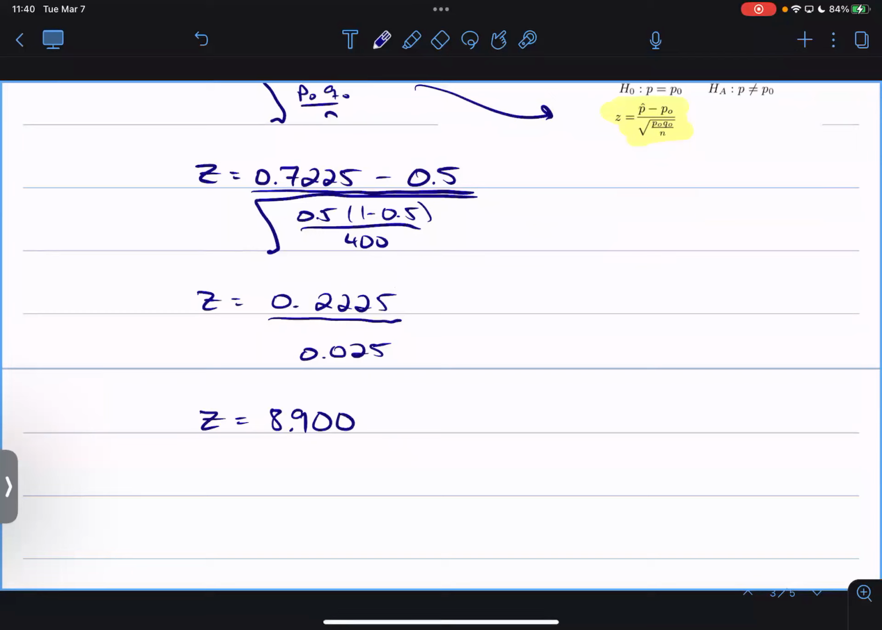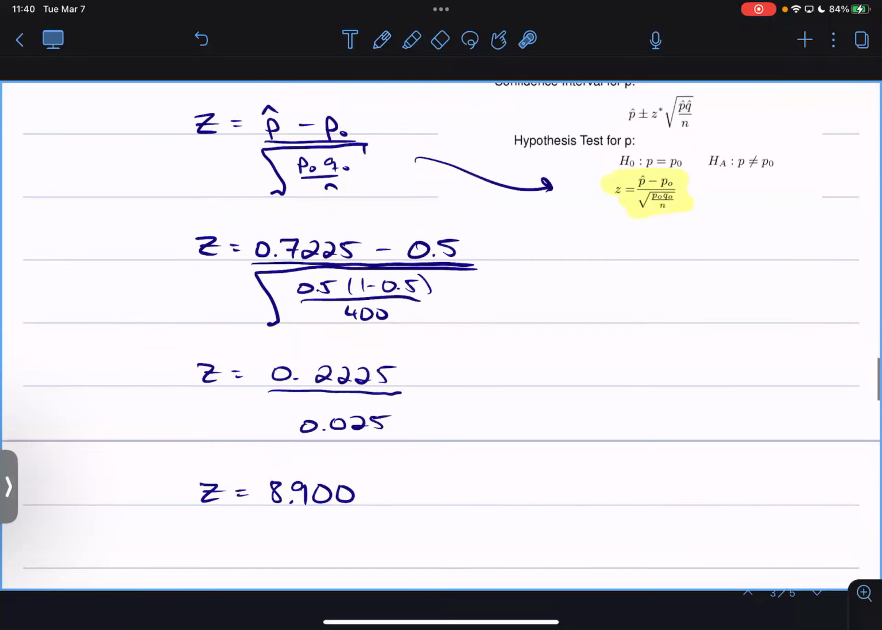It's just 8.9, but the table gives it to 3 decimal places, right? So you just want to assure yourself that it's 3 decimal places. That's a huge Z, right? That means that our sample proportion is 8.9 standard errors away from the hypothesized proportion. That's very far away, meaning it's very unlikely that this sample proportion came from a distribution that's centered on 0.5. It's more likely that it came from a distribution.